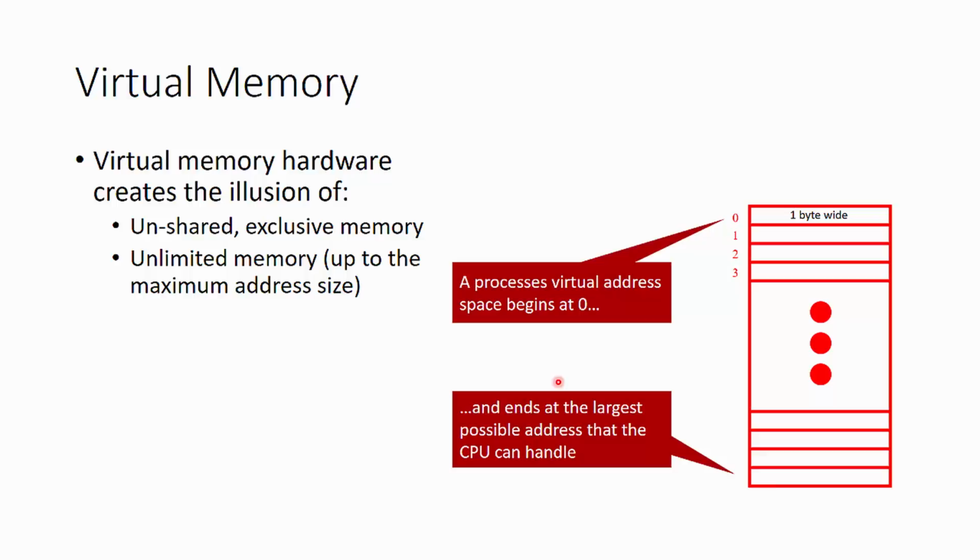And the virtual memory tries to fool the process into thinking that it has unlimited memory. Obviously, there is a maximum address size, and there's also maximum storage sizes in terms of what the computer can actually handle. And so it might be able to address more than it actually has space for.